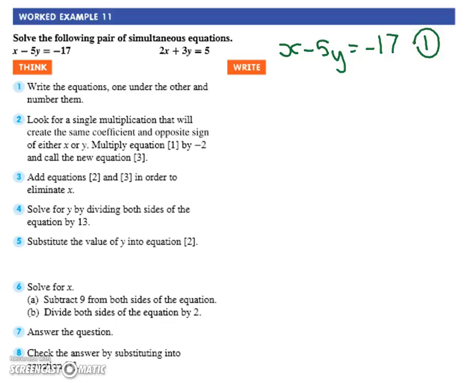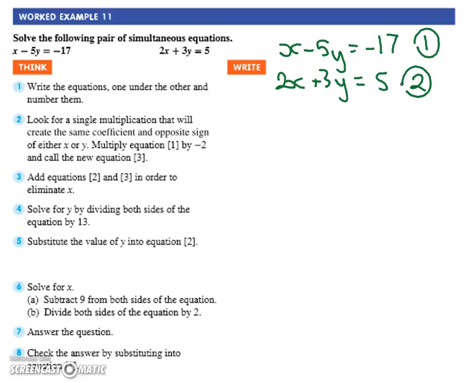So what we're going to do is we're going to use what we call elimination. And it's not that difficult a method once you get the hang of it. But it does take a bit of paying attention to what's going on so that you can get it. So we're going to write them down. We're going to label them number 1 and number 2. Equation 1 and equation 2.